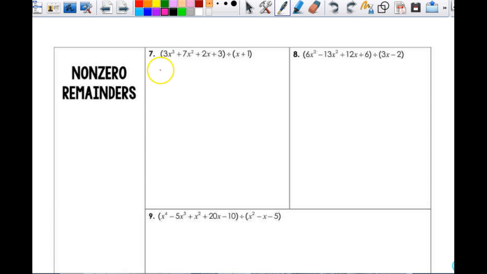So I'm going to take x plus 1, and I'm going to divide it into 3x cubed plus 7x squared plus 2x plus 3. Why don't you try this one on your own? Let's see how far you can get. If you get somewhere that you get stuck, that's fine. I'm going to work through it with you too. And if you're not even sure where to start, let me know and I'll help you get started.